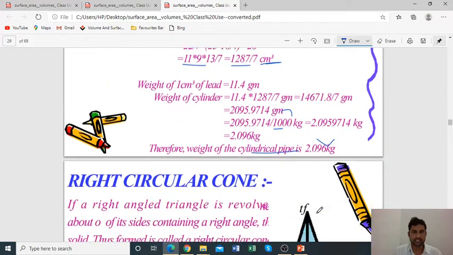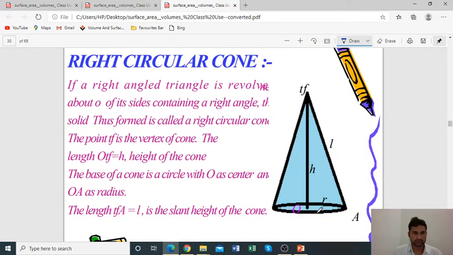Okay, next, right circular cone. If a right angle triangle is revolved about its side containing the right angle, the solid thus formed is called a right circular cone. The point P is the vertex of the cone and the length OP is the height. O to P is h. And the base of the cone is circular, O is the center and OA is the radius. OA is the radius and L is the slant height, called slant.